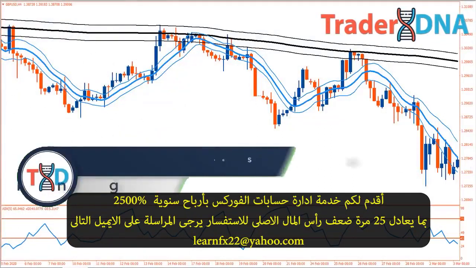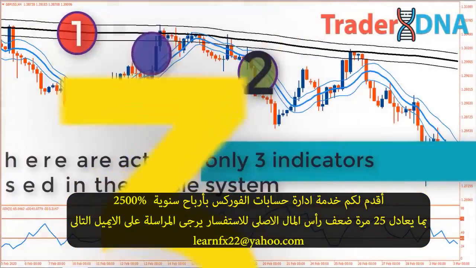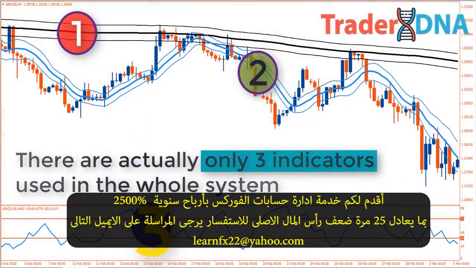System setup. This is in general a very clean system. When you look at the chart setup, you'll notice that there are in fact very few lines and indicators drawn on, which means the chart is very uncluttered and easy to read. There are actually only 3 indicators used in the whole system, even though initially it looks like 7. I've listed the individual indicators you need, and then I'll explain what each one does.